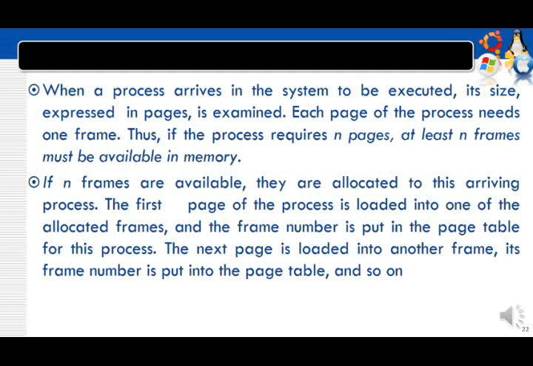So with paging, when a process arrives in the system to be executed, its size, which is expressed in pages, is examined, and each page needs a single frame. So if there are n pages, then there should be at least n frames in the memory. And if those frames are available, the process will be allocated the frames. That is, the first page will be loaded into one of the allocated frames, and the corresponding frame number will be put in the page table for this process. Likewise, the next page is loaded into another frame and its frame number is put into the page table, and so on.